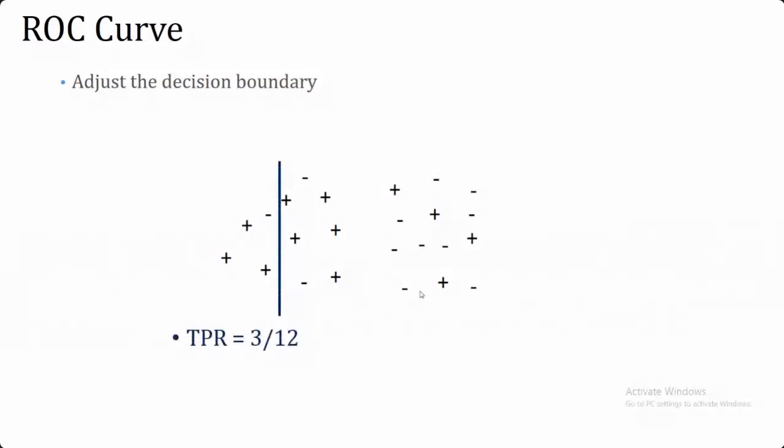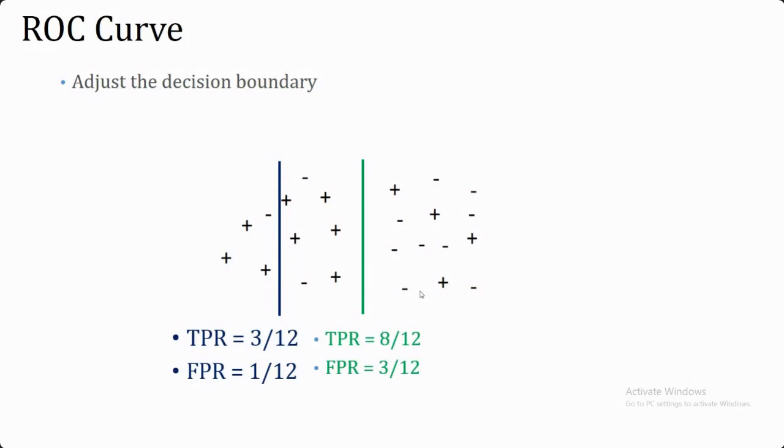Suppose we have this boundary. Based upon this boundary, originally we have a total of 12 instances as positive, but out of 12 I am able to identify 3 as positive. So this is your true positive. And the false positive is one you have misclassified as positive, so out of 12 negatives, one you have misclassified. In another case, out of 12, 8 were classified as positive, and in case of the false positive rate, 3 you have misclassified as positive. In another case, out of 12, 11 you have classified as positive, and in case of the false positive rate, 9 out of 12 have been misclassified as positive.